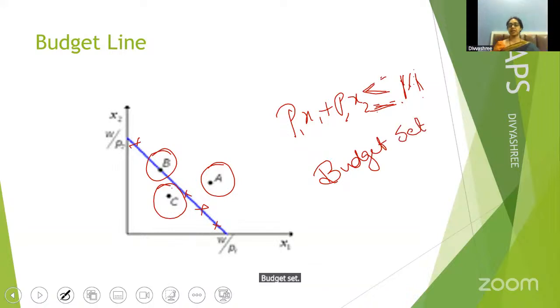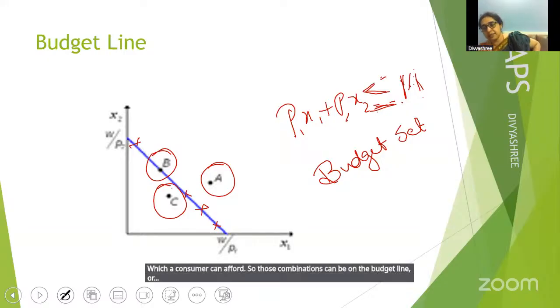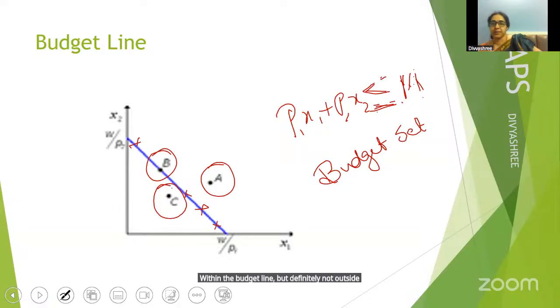So the budget set will include all those combinations which a consumer can afford. Those combinations can be on the budget line or within the budget line, but definitely not outside the budget line. Am I clear to you? Are you able to understand? Yeah.